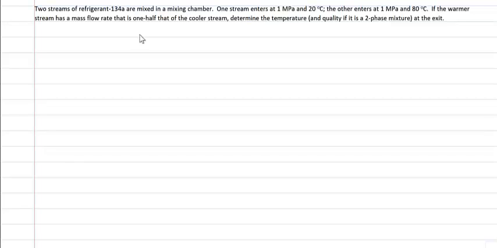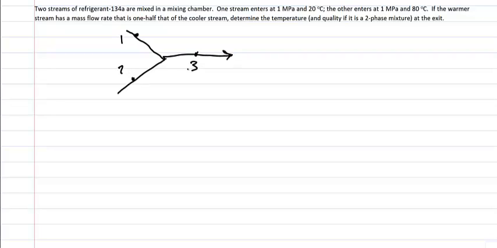We'll begin this problem with an appropriate illustration. First, let's note that we have a mixing chamber, so we have two flow streams that come together into one. Let's just let 1 and 2 represent the two inlet streams and 3 represent the exit stream.